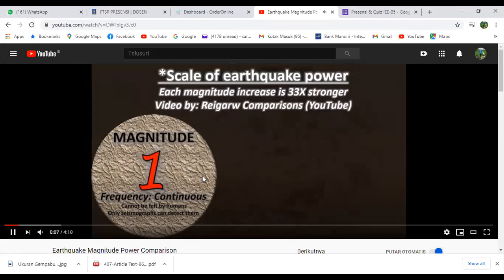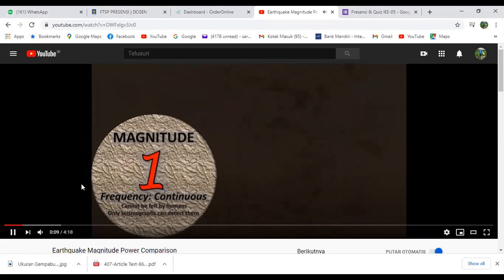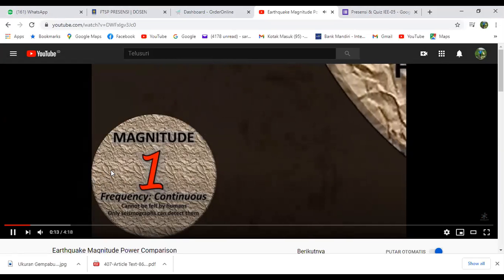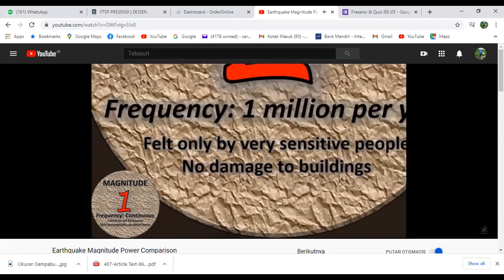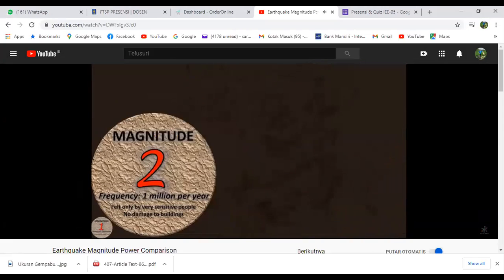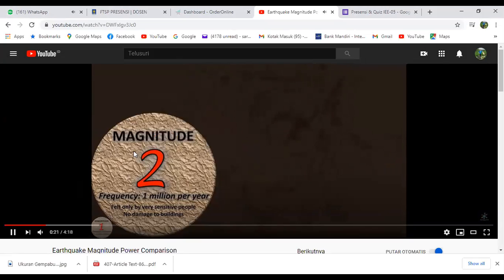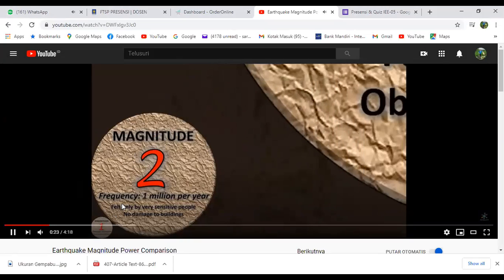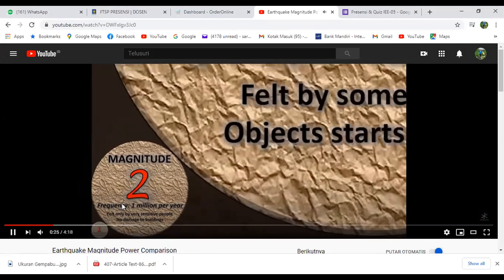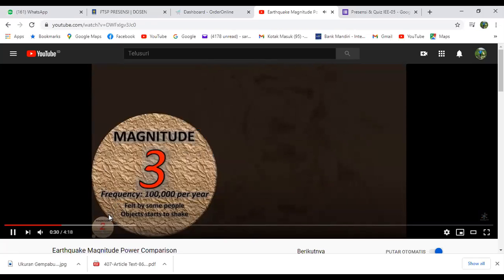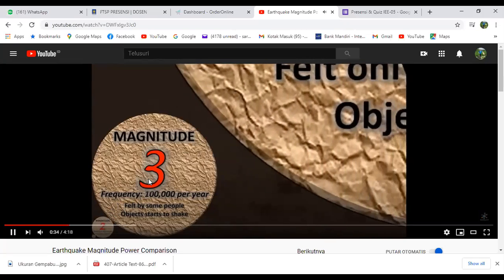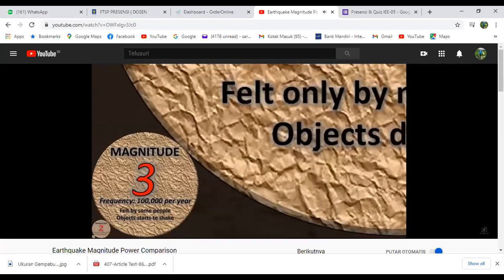So the magnitude. Magnitude 1 to 2, it's not a linear scale, but non-linear. Three, this is magnitude of 3. So this is magnitude of 4.